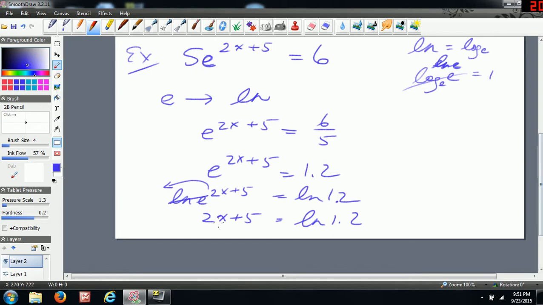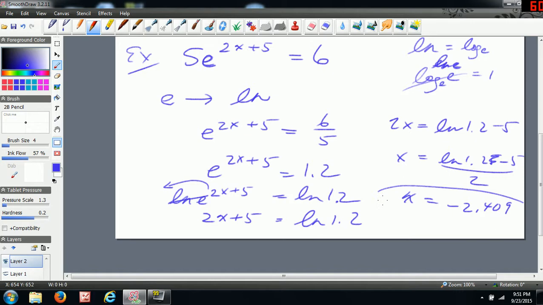So here we end up with 2x plus 5, and then we're just solving for x. This is just a number you can plug into the calculator. So you will eventually get 2x is equal to ln 1.2 minus 5. x is equal to ln 1.2 minus 5 all over 2, and then x is just equal to negative 2.409. That's your final answer there.